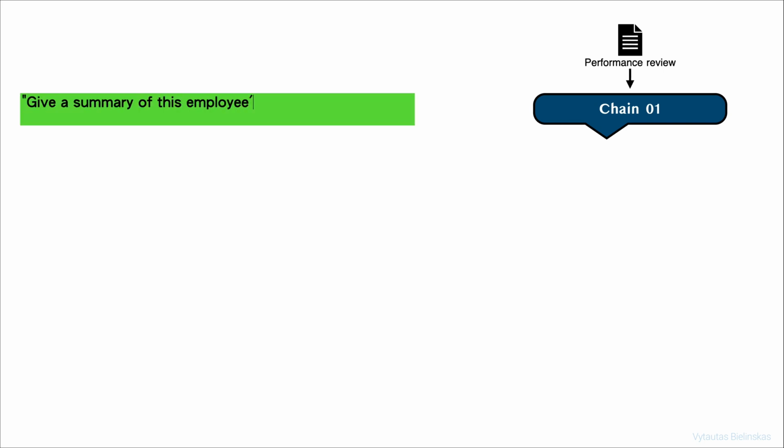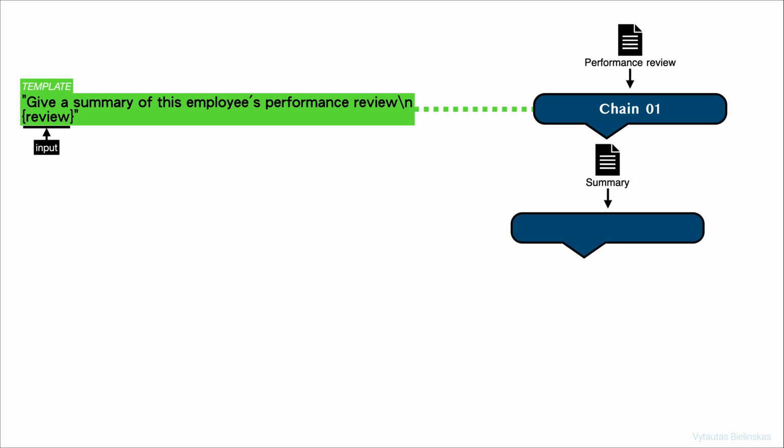So, at the very beginning, we have a performance review as the input. Input to chain number 1. This chain is able to understand the instruction we are giving to it. In our case, give a summary of this employee performance review, where review is an input. We call this instruction a template. So, the output of chain number 1 is a summary. This summary is an input for the next chain, chain number 2.